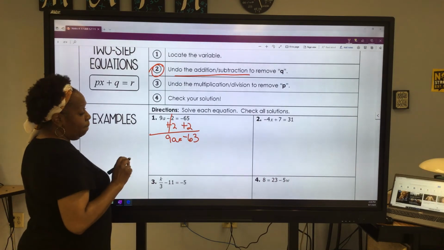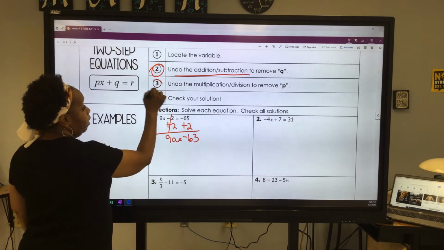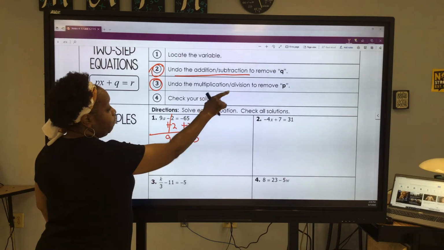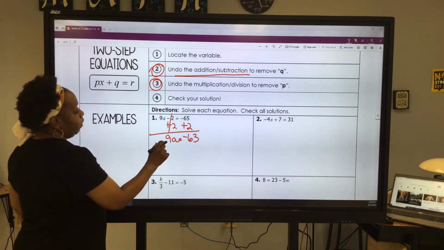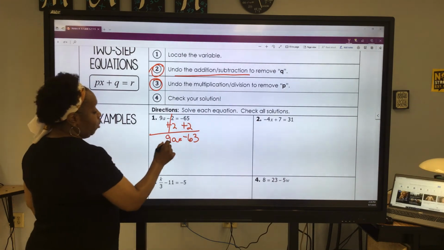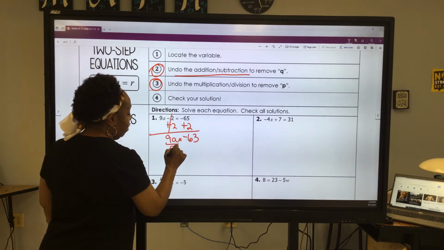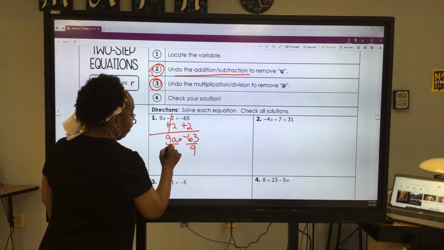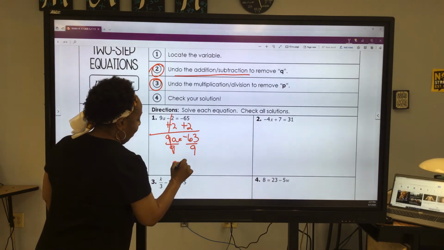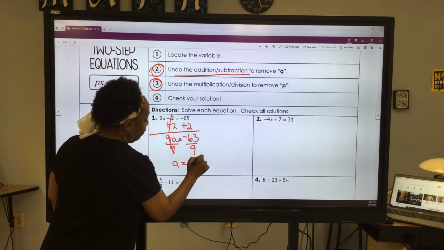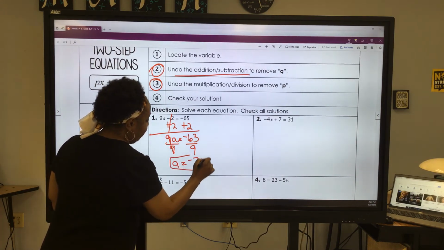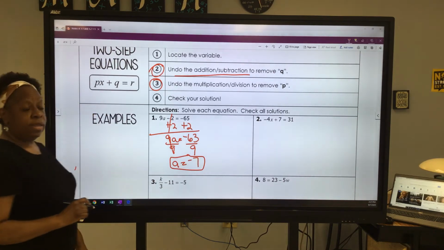So I want to get a by itself. That's the second step. It says what? Now undo the multiplication or division. So I want to get rid of the 9. It's being multiplied by a, so what do I do? I divide. 9's cancel. A equals negative 7, because negative 63 divided by 9 is negative 7.